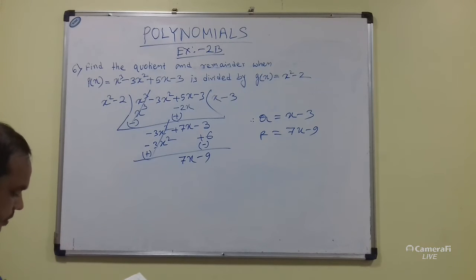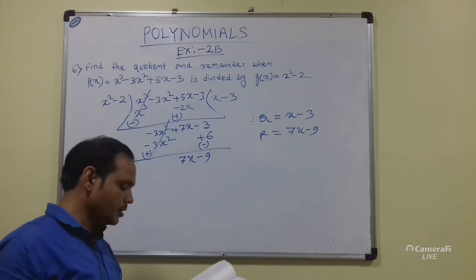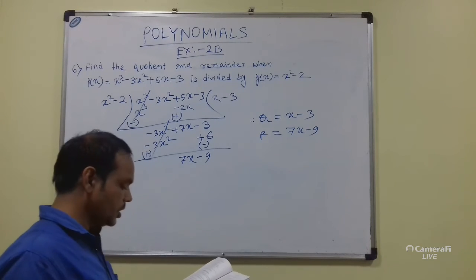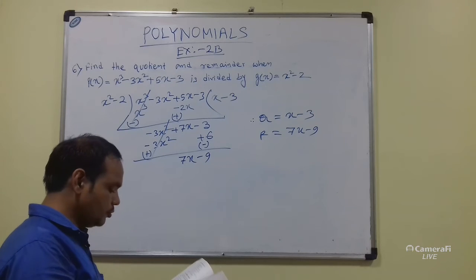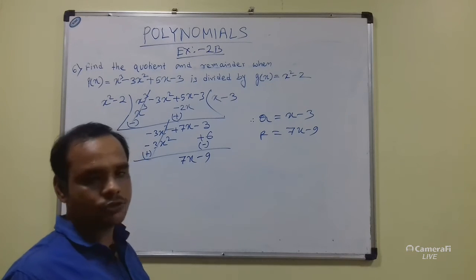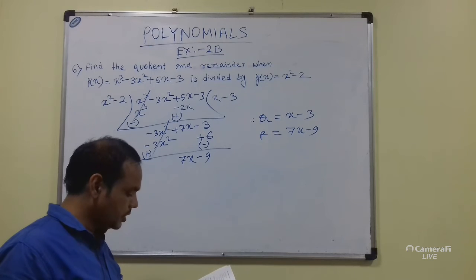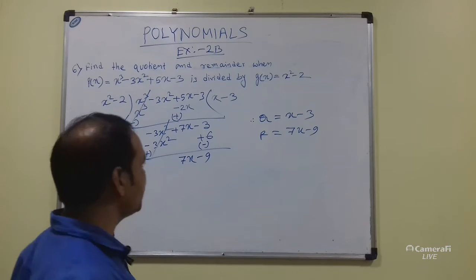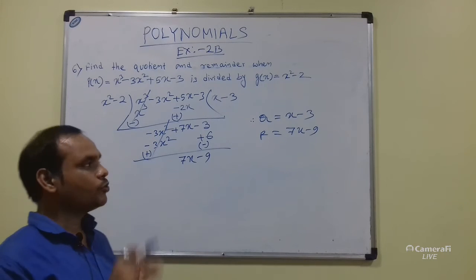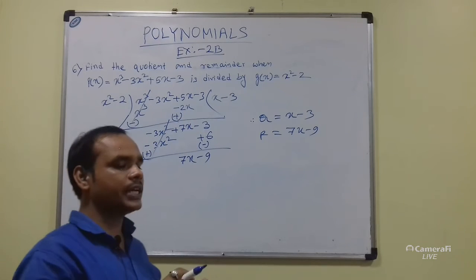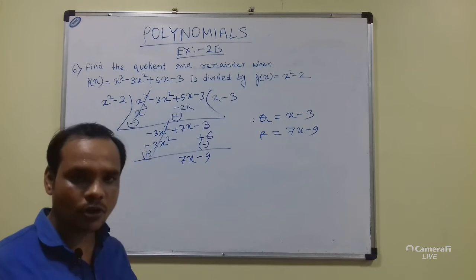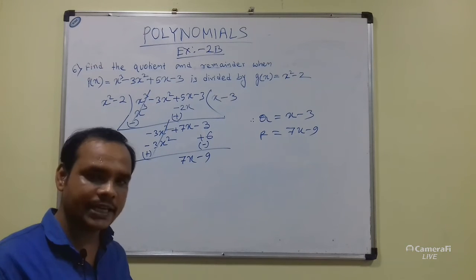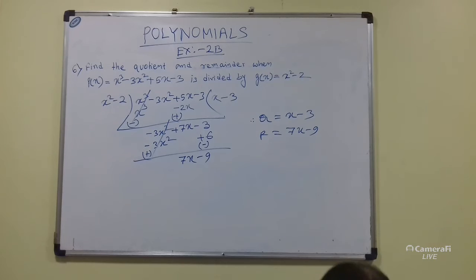So next problems 7 and 8 are same. Question number 9 is by actual division, show that x square minus 3 is a factor of 2x to the power 4 plus 3x cube minus 2x square minus 9x minus 12. So x square minus 3 is a factor of this, means we have to check by division whether it is exactly divisible or not. Okay, let's check.